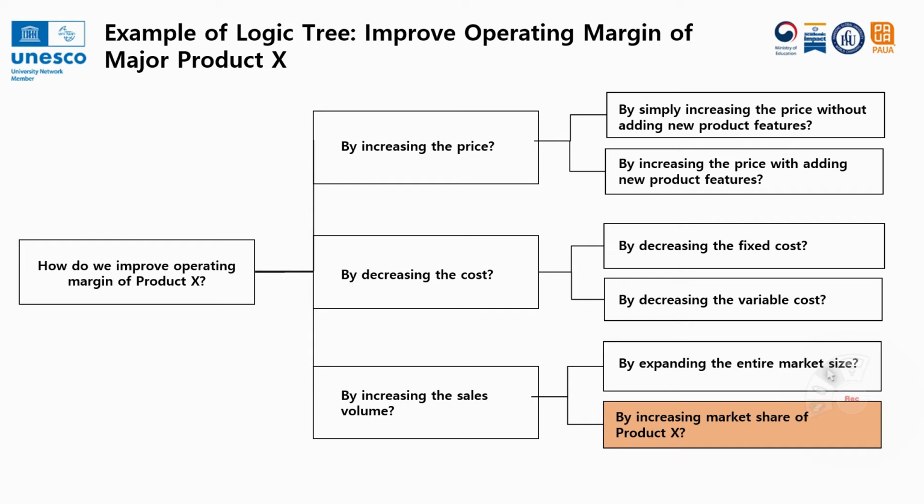I presented 3 different options of improving operating margin of product X. Number 1, by increasing the price. Number 2, by decreasing the cost. And number 3, by increasing the sales volume. Let me explain a little bit more about each of those options.